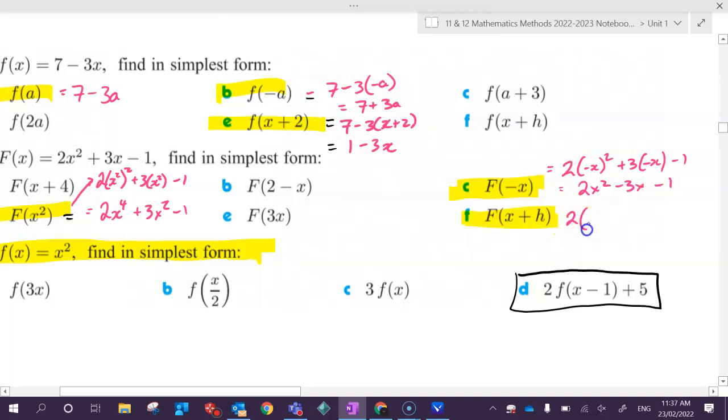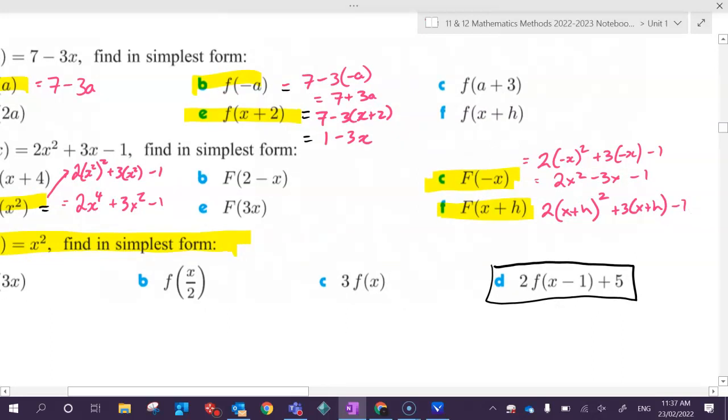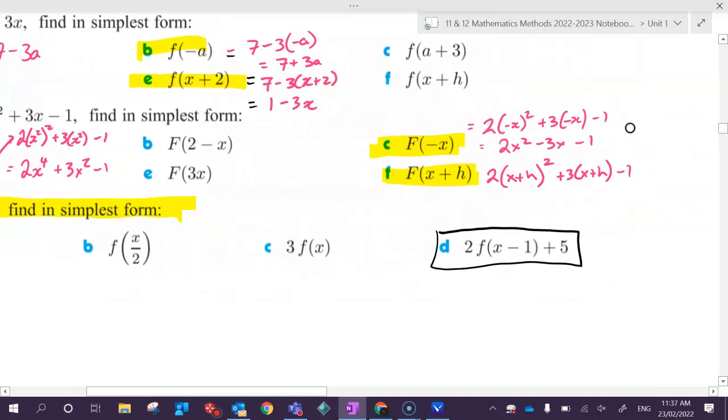Lucky last. Give yourself a pretty little star and a well done me if you get them all right. There you go. 2 times x plus h all squared plus 3 times x plus h minus 1. You could leave it like that, or you could expand it. If you expand it, please don't get it wrong.